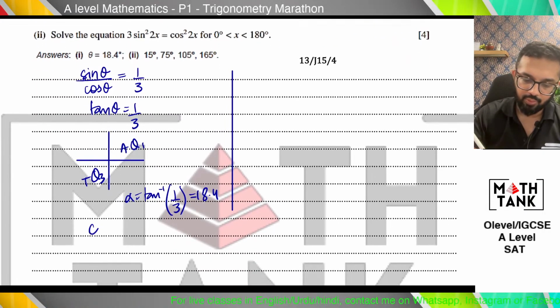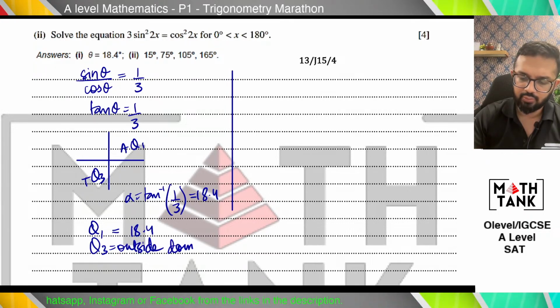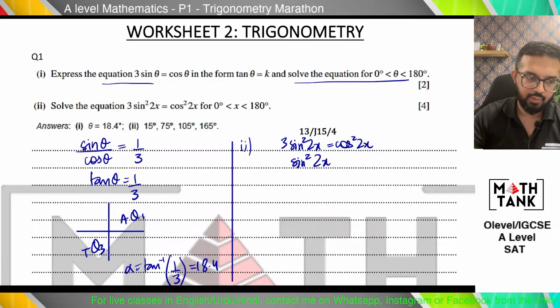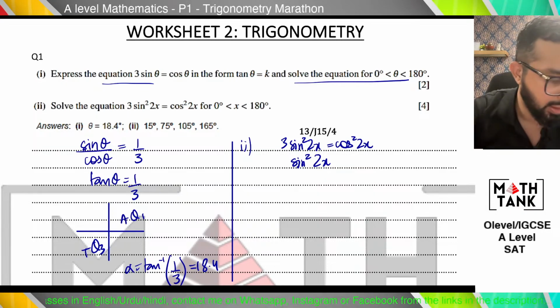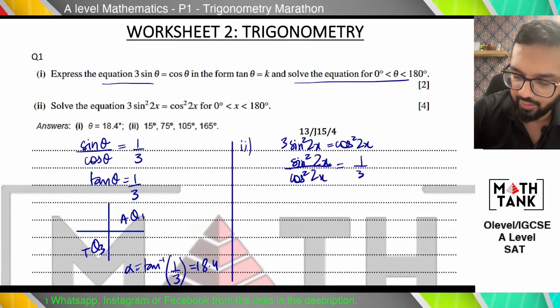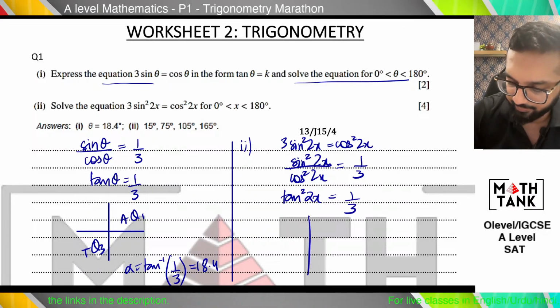So quadrant 1, basically 18.4. Quadrant 3 would be outside the domain. Okay, part 2 then says 3 sine square 2x equals cos square 2x. So sine square 2x over cos square 2x equals 1 over 3. That gives me tan square 2x equals 1 over 3.